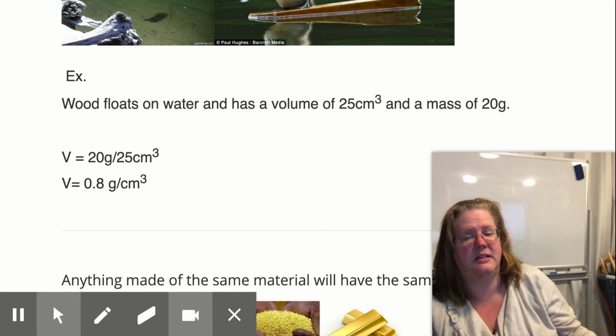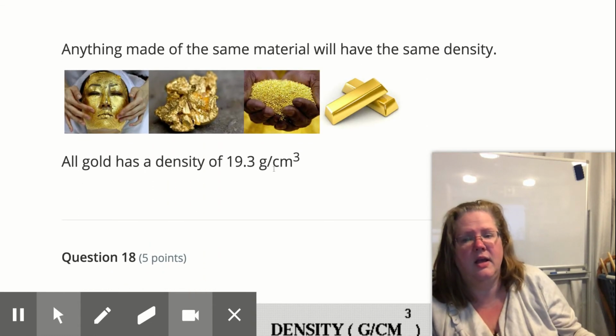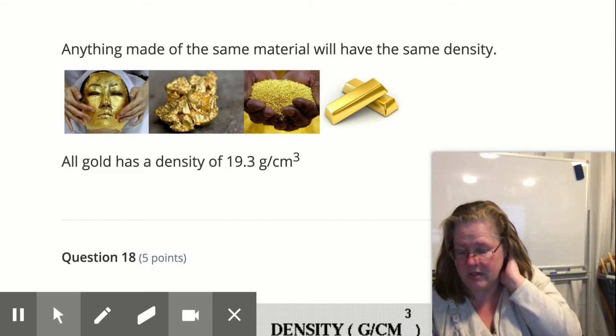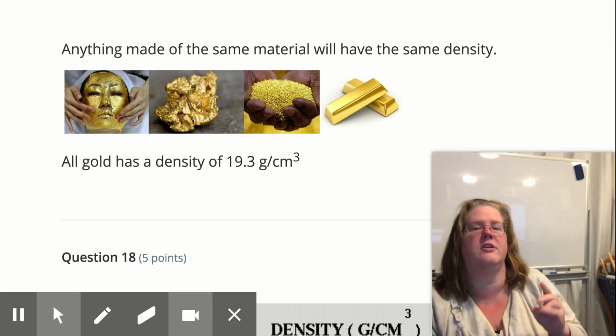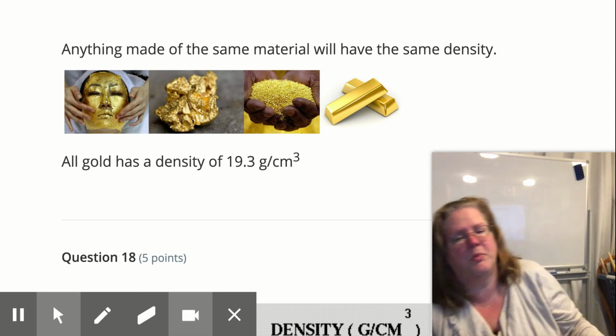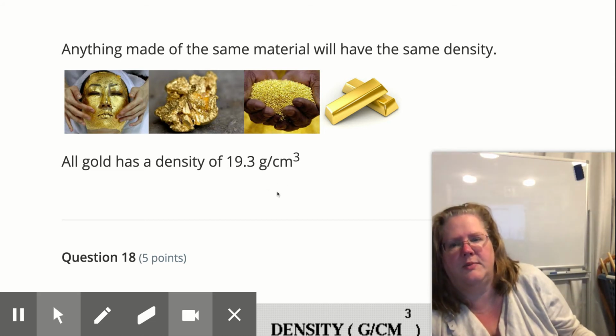If it had a density like gold, which is more than 1, at 19.3, that's going to sink, right? There's not enough buoyant force in water to make that float. Now there are other liquids where you could make it work, but not water.